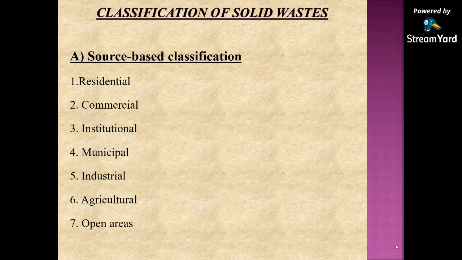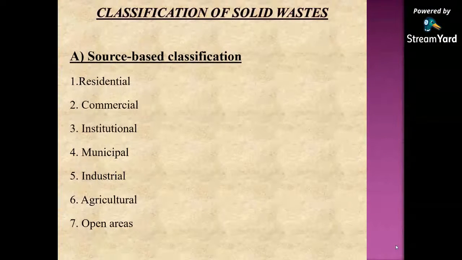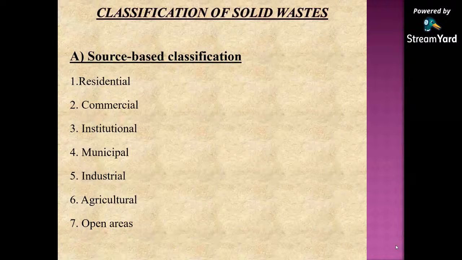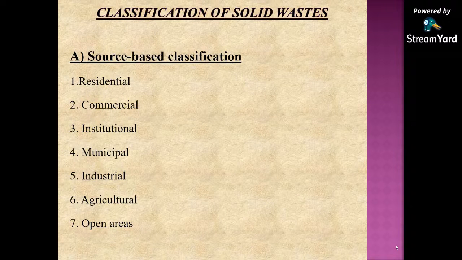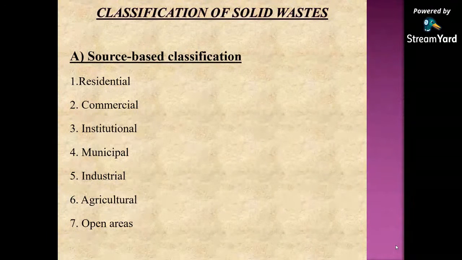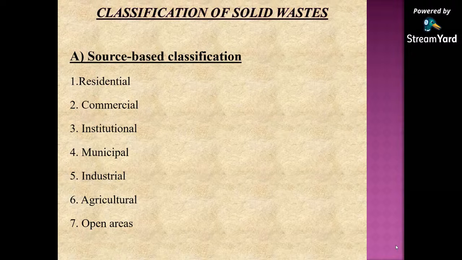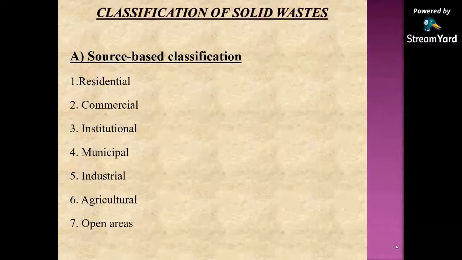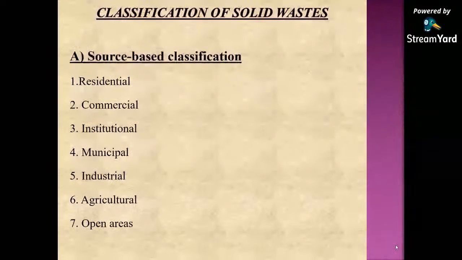Next source is industrial source. These mainly consist of process waste, demolition and construction waste, hazardous waste, etc. Due to industrial activities, the waste which is generated is included in industrial solid waste. Next is agricultural solid waste. These mainly consist of spoiled food grains and vegetables, then agricultural remains, etc., which are generated from fields or farms.